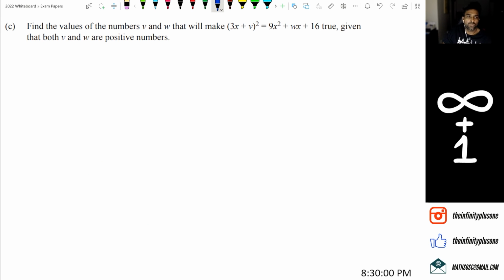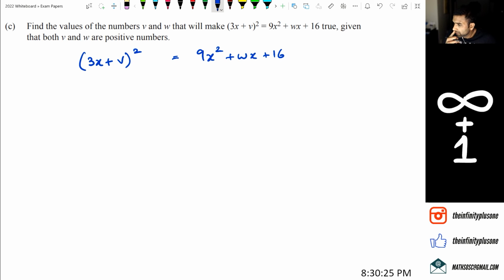Alright guys, with question 3c, what we've got is find the values v and w that make the equation true, given both v and w are positive numbers. It's really just a quadratic equation, because what we've got here is (3x plus v) squared equals 9x squared plus wx plus 16.